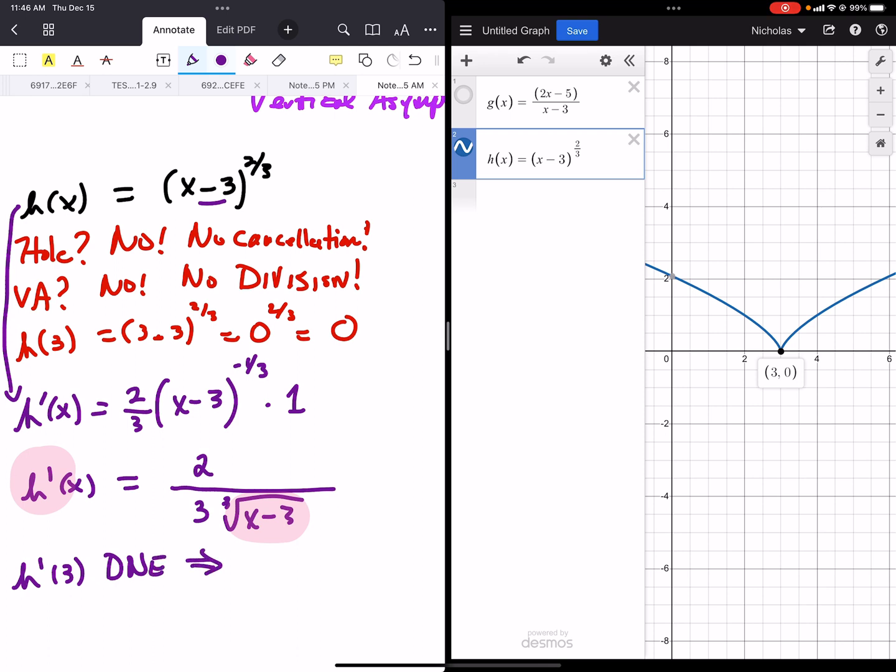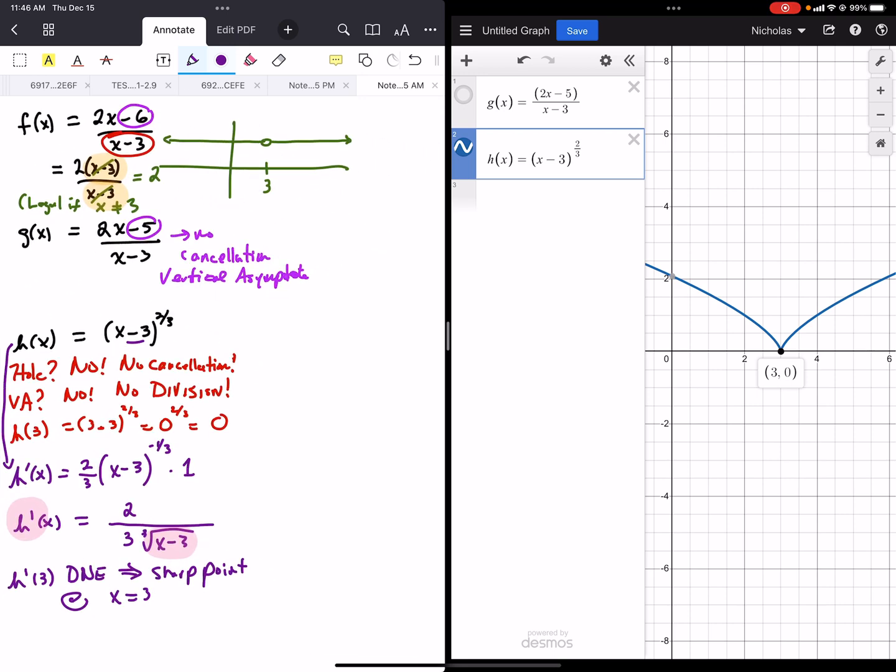And that's why we get the sharp point at x equals 3. So we don't have a vertical asymptote, we don't have a hole, but we have a sharp corner. Hopefully you can start to see that a hole happens when you have a cancellation, right off the bat, no derivatives. A vertical asymptote happens when you have division and there's no cancellation. And you get a sharp corner or a cusp when you have no cancellation and no division until you take a derivative. Hopefully these examples were illustrative of this concept. Thanks.